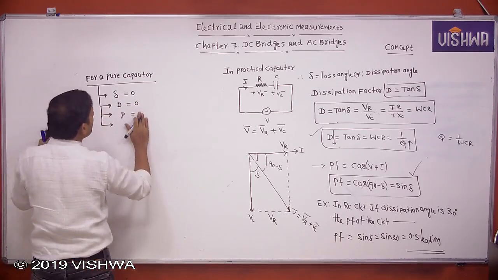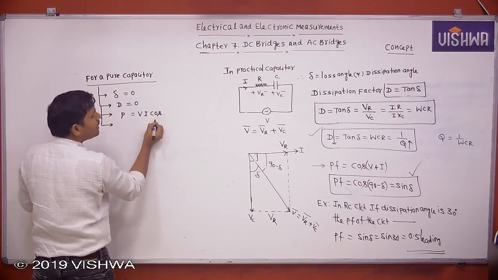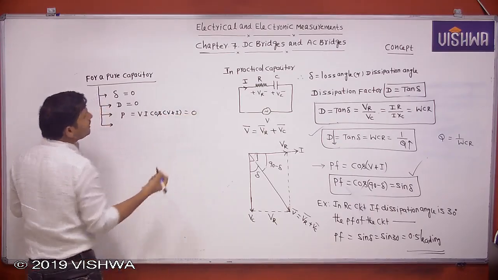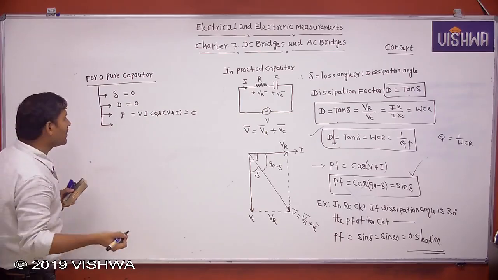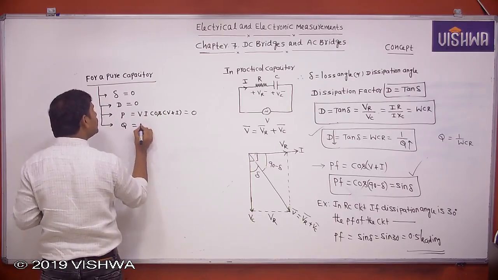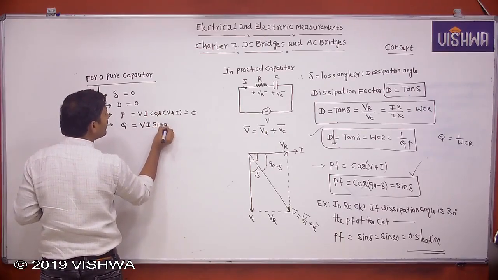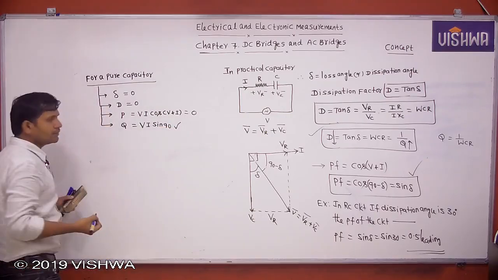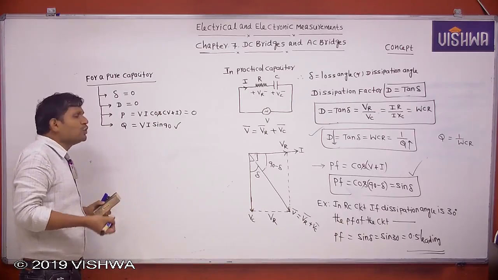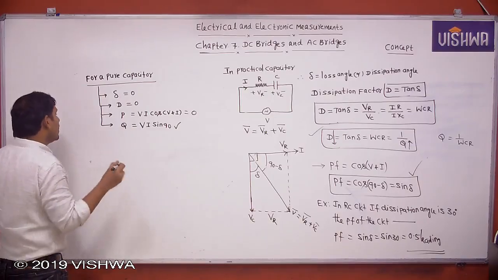Because the active component is nothing but VI cos of the angle between V and I. What is the angle between V and I? 90 degrees. Cos 90 is 0 in a pure capacitor. Then what is the reactive component? Only the reactive component exists, that is VI into sin 90. This is the reactive component. That means a pure capacitor does not consist of any active component. It consists only of the reactive component. That is important.